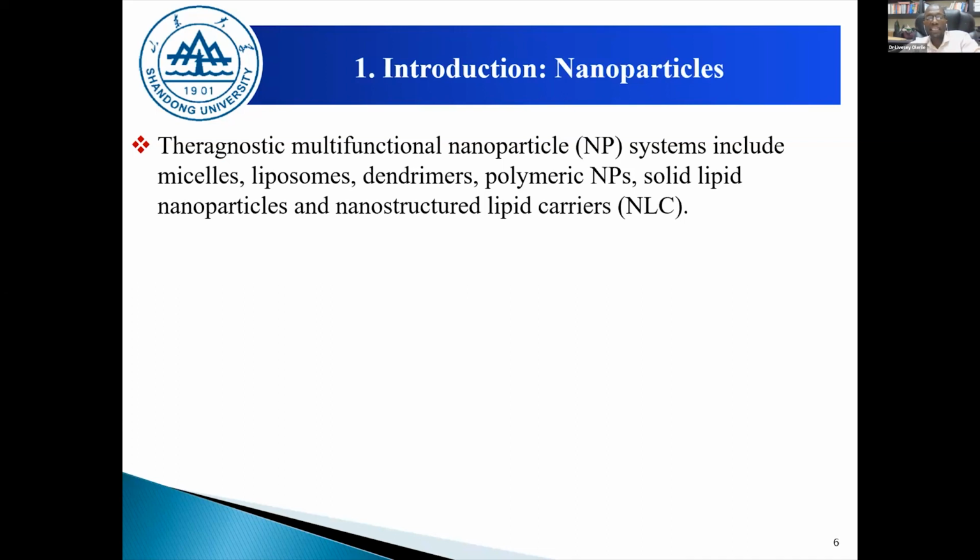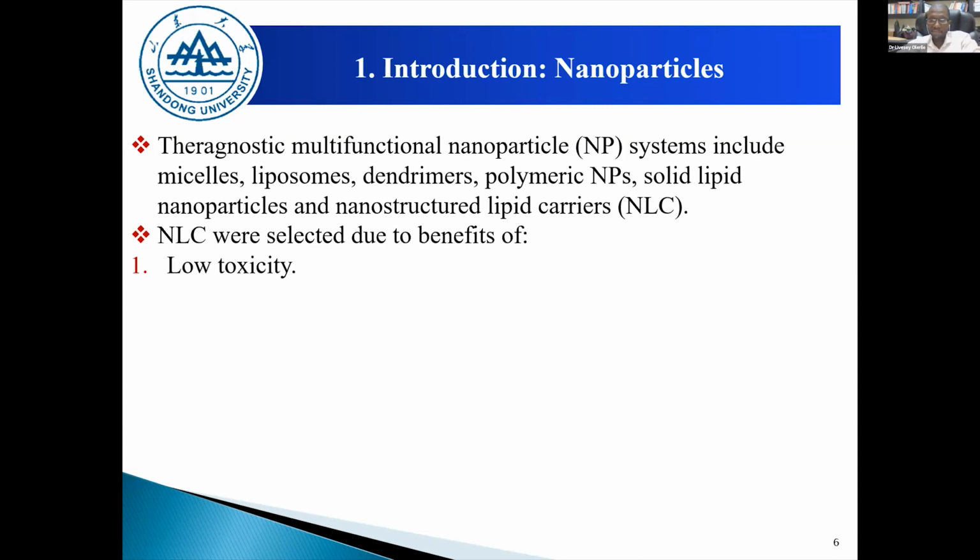What nanoparticle systems are available so far? We have micelles, liposomes, dendrimers, solid lipid nanoparticles, and the second generation of solid lipid nanoparticles called nanostructured lipid carriers. Now, one would probably ask, why would I have chosen nanostructured lipid carriers? Because of two reasons. One is that nanostructured lipid carriers tend to have improved drug loading compared to solid lipid nanoparticles. Two, there is improved stability.